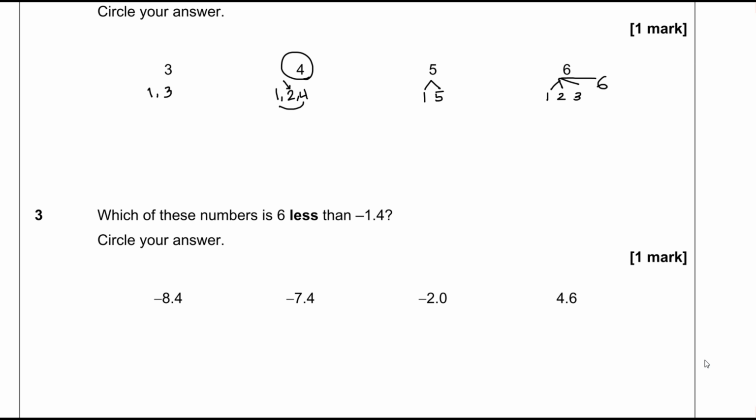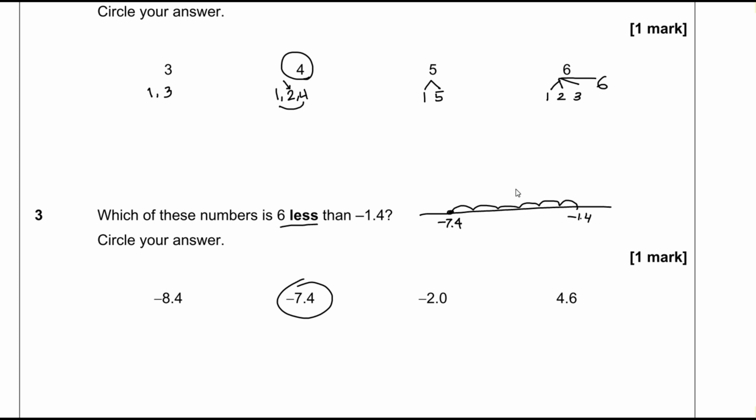Which of these numbers is 6 less than minus 1.4? So if we have a number line here and we got minus 1.4 here, that means we are counting backwards because it's less than. So we're counting backwards 6 times. 1, 2, 3, 4, 5, 6, and we stop here. This will be minus 2.4, minus 3.4, minus 4.4, minus 5.4, minus 6.4, and minus 7.4. So we got the answer, this one, if you use a number line.